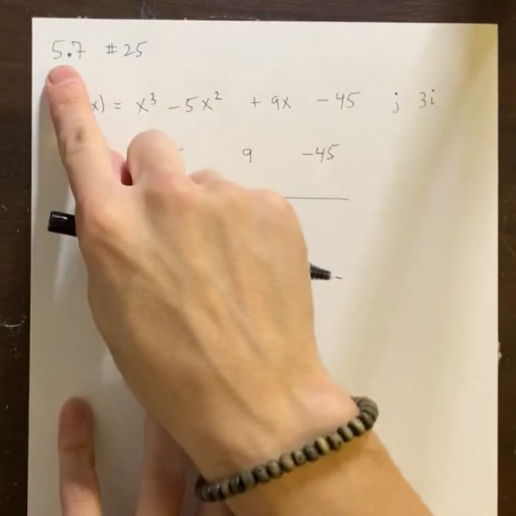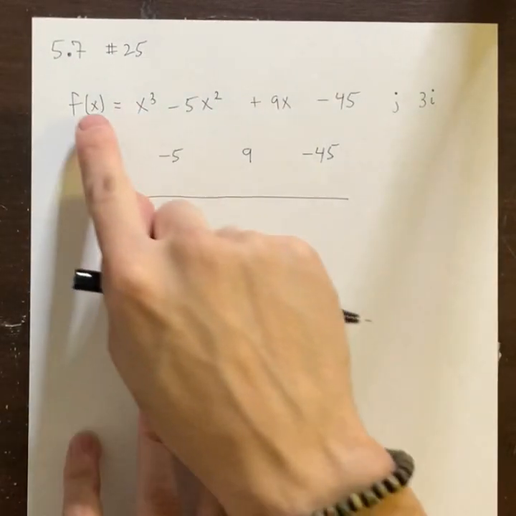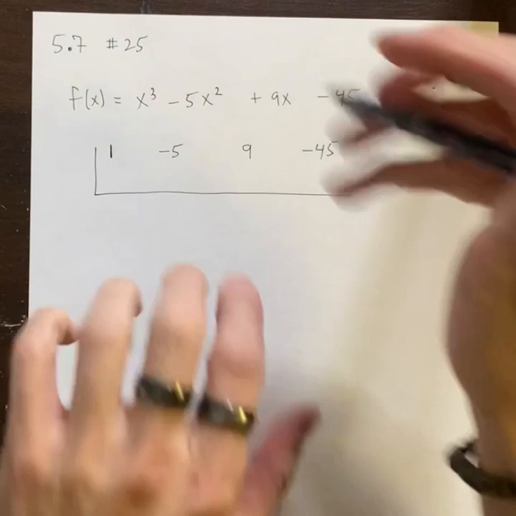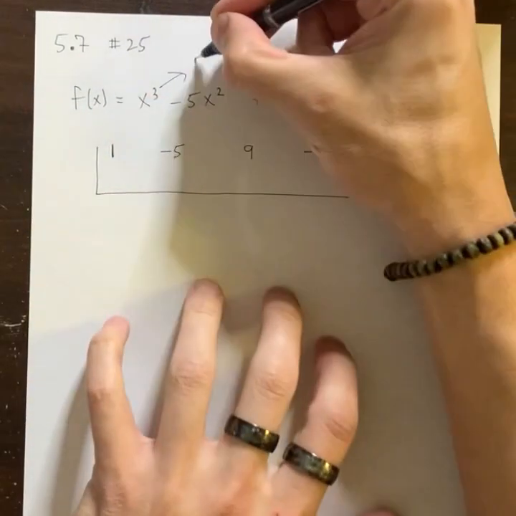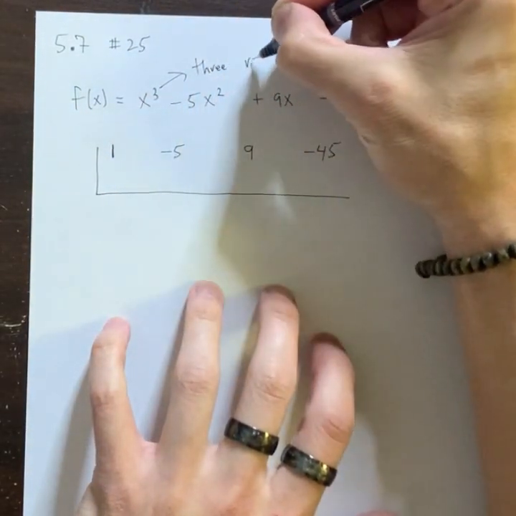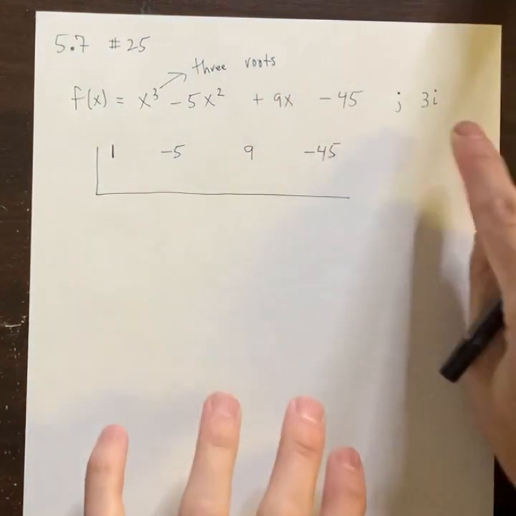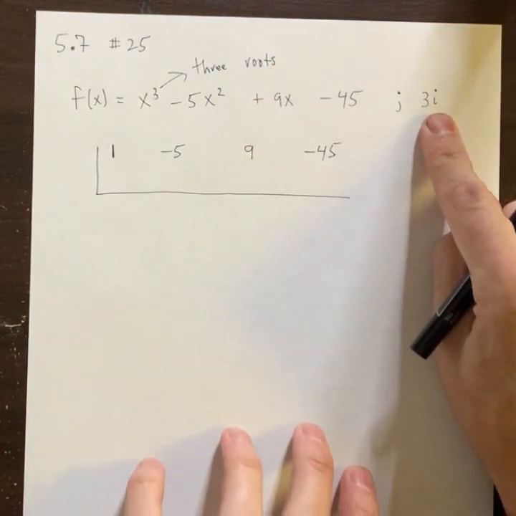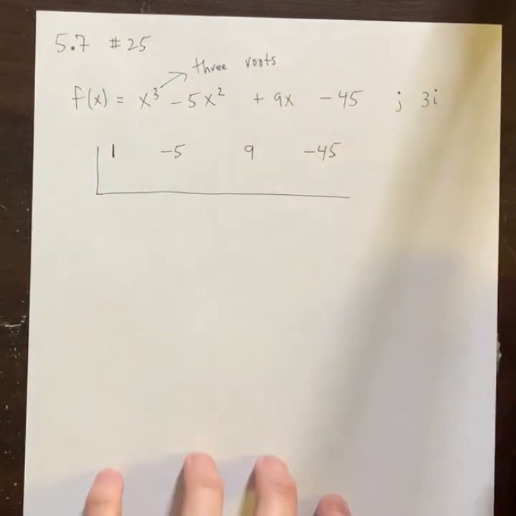So this is number 25 on section 5.7, and we're given a polynomial of degree 3. Because the degree is 3, we know that there are going to be 3 roots, and one of the roots is given to you for free. So let's find the other 2 by using synthetic division.